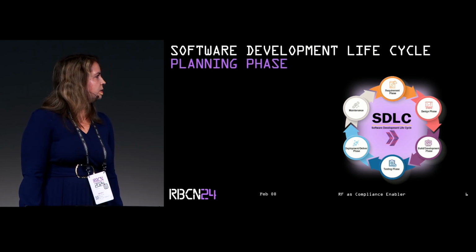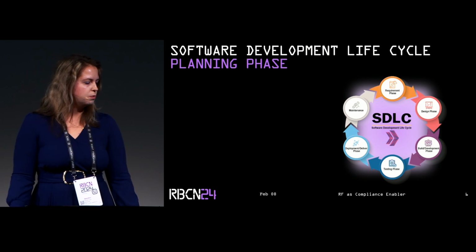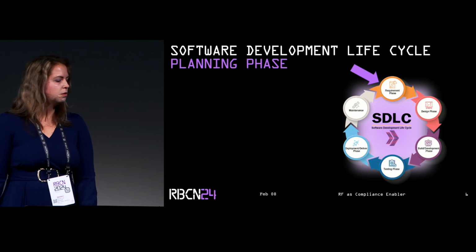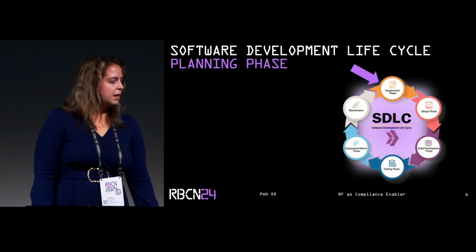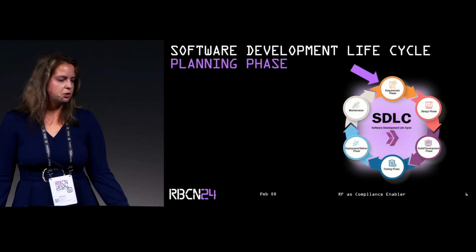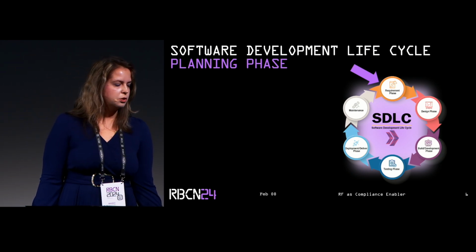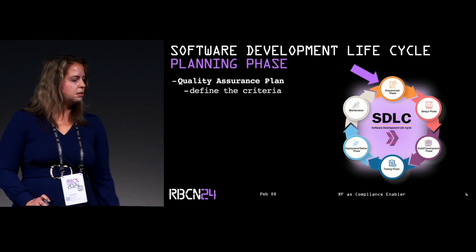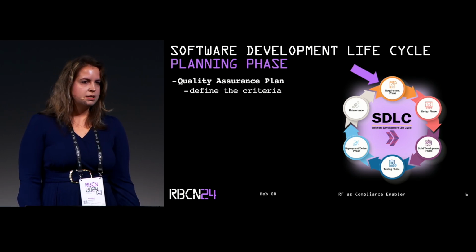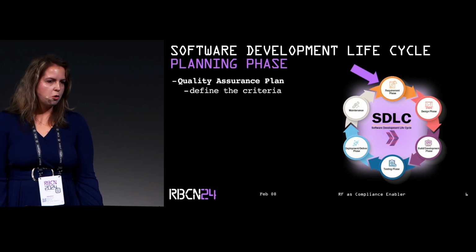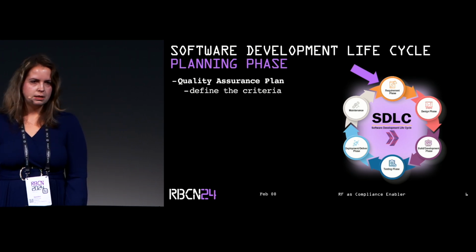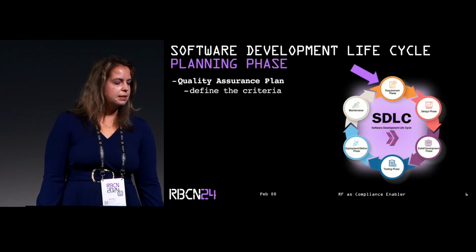So let's start with the first phase. It's called the requirement or planning phase, which is the first one on the top. I will describe at least the high-level and elementary documents that you need to fulfill in order to be able to release. First of them is the quality assurance plan, which is a document which defines the criteria, what the scope of the product or the product increment is, and what the documents and activities are that you need to perform in order to be compliant.